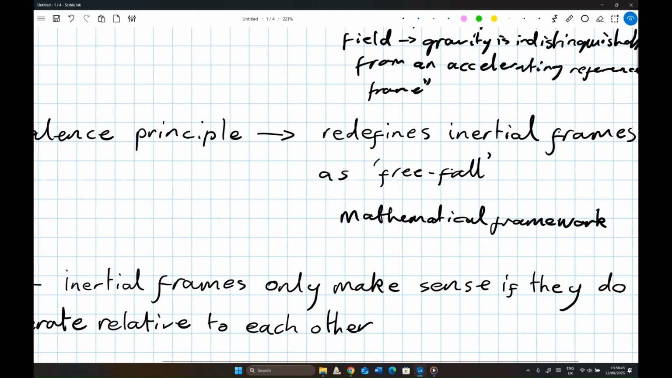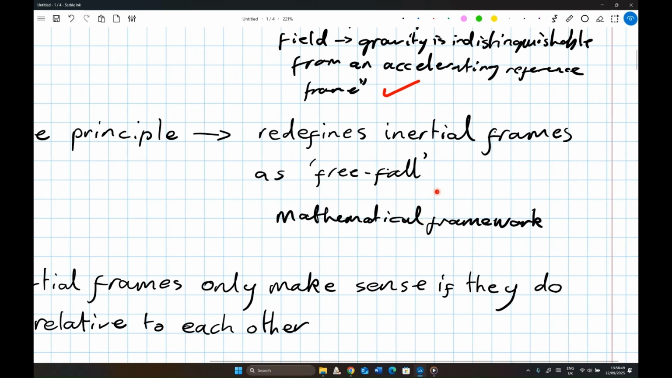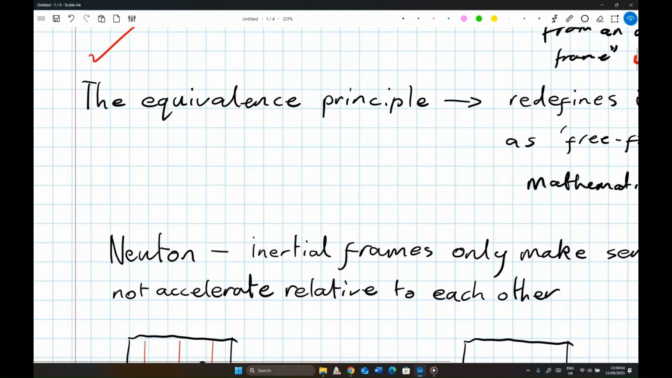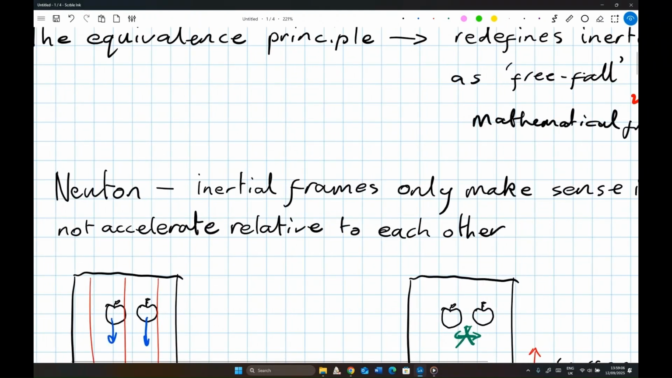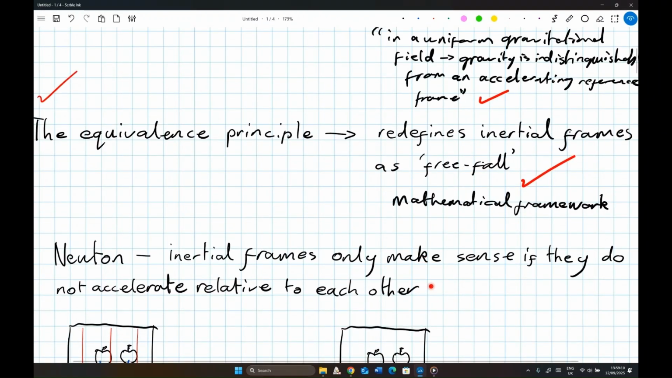So we can all agree on the equivalence principle. We can also agree that mathematically, in terms of the pure mathematics, this redefines inertial frames as freefall. By definition, this is what you would get if you took the equivalence principle at face value. So we can agree on all of these premises. Isaac Newton says inertial frames only make sense if they do not accelerate relative to each other. We will accept this premise, but we're going to put an asterisk next to it.